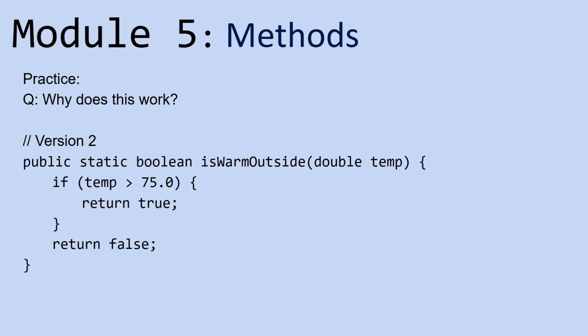All right, here's version two. It's just if temp greater than 75, return true. And then outside of the if statement, there's no else, but right after the end of the if statement, we return false. So think to yourself, why does this work? Why can't I just have return false right after that if statement?